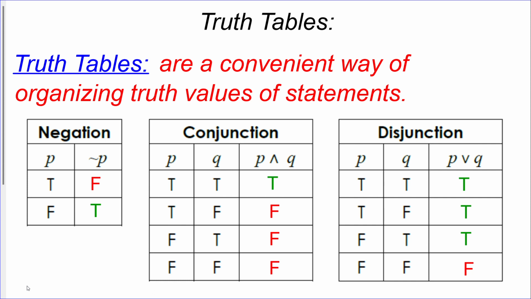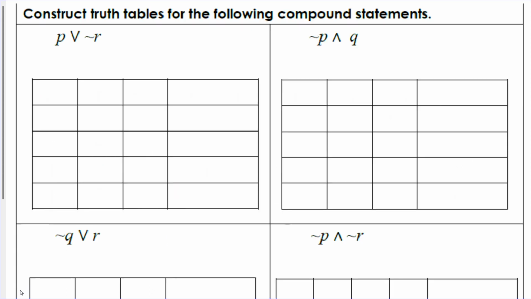Let's go ahead and look at a couple more examples before we move on. In these tables, we're just comparing two things, but if you notice, we've got a statement P and the negation of R. So when we set our table up, we're going to set it up as the original statement P, the original statement R, and then the negation of R.